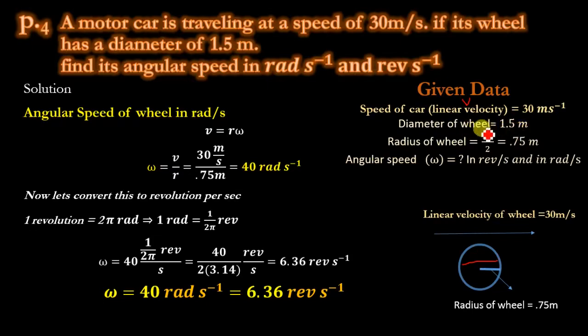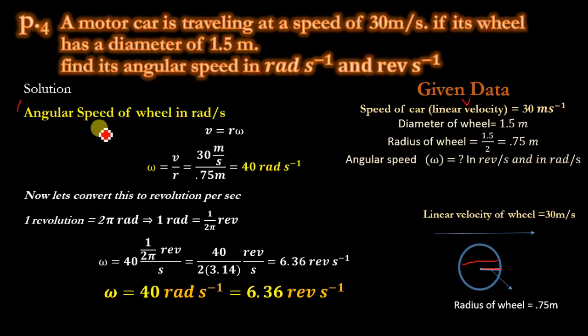Converting this diameter to radius, we will get the radius of the wheel is equal to 1.5 divided by 2, which is equal to 0.75. So this radius of the wheel is 0.75 meter. The question is, find its angular speed omega. We will calculate angular speed omega in revolution per second and in radian per second. Let's solve this problem.